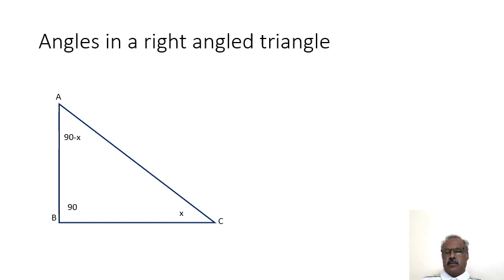Now, the side opposite to angle ACB is side AB. So the side opposite to angle x is AB and the side adjacent to angle x is BC. Similarly, the side opposite to angle 90 minus x is BC and the side adjacent to angle 90 minus x is side AB. We do not have a side defined as adjacent side to the right angle. AC is the hypotenuse.